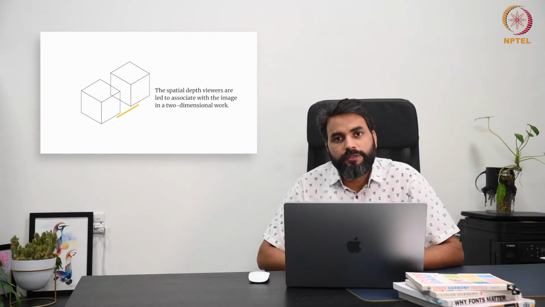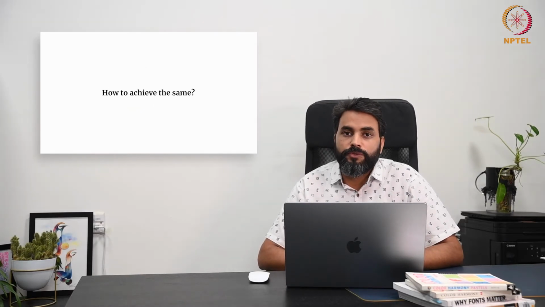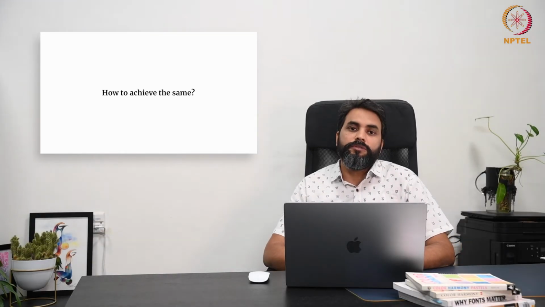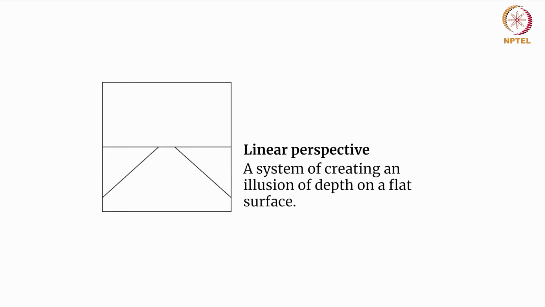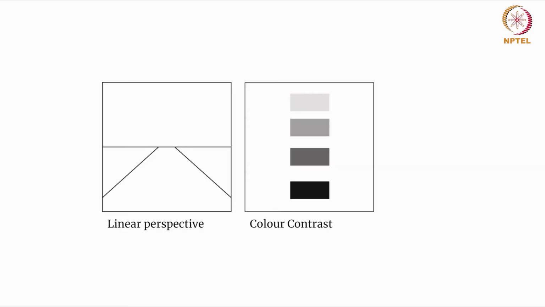However, in this section our discussion is going to be more focused on understanding spatial depth in design composition. But the question is how to achieve this spatial depth, and there are multiple ways to do this. I have listed a few and we are going to discuss them one by one. The first and important one is linear perspective, which is extensively used to create an illusion of depth on a flat surface.